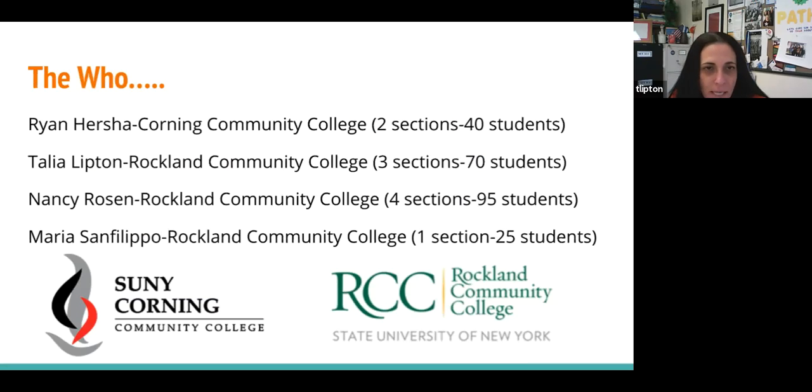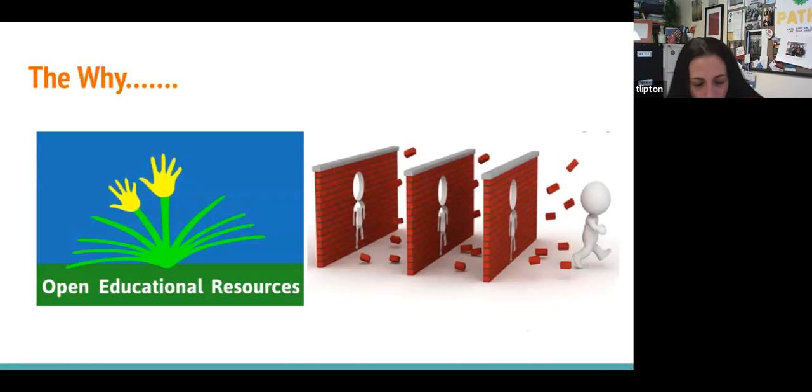And so as you can see, this represented the sections that we did in the fall semester, fall 2019. There was a total of 230 students between our two campuses, which is a nice amount of students who have contributed. So Ryan and I are both full-time faculty members, and Nancy and Maria are adjuncts. So, slide. So the why.